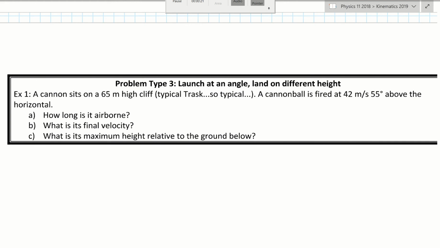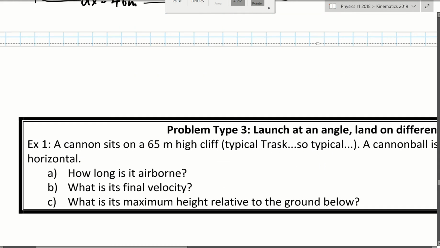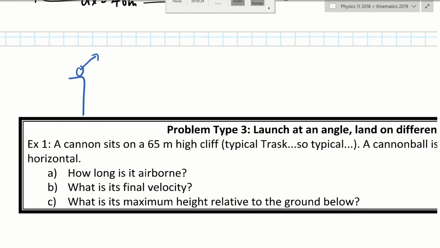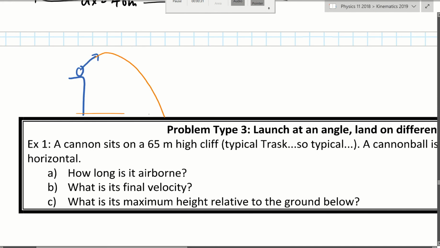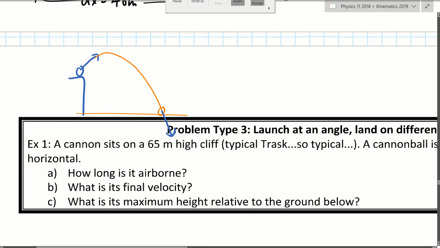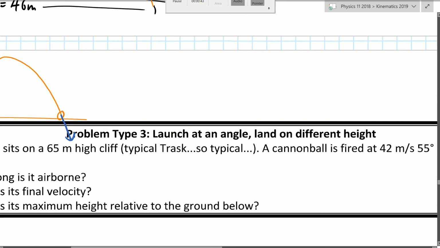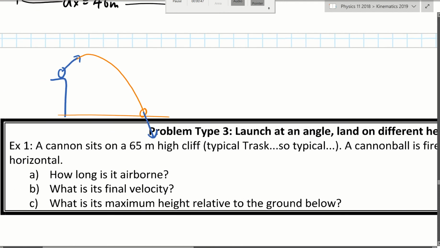Okay, so let's draw the situation first. We have a cliff and then there is an object that's launching at some kind of a speed and it eventually lands on the ground like this with some kind of final velocity at the end, right? So all the other things are just extra detail. The only thing we need to know right now is the initial launching speed and angle, which is 45 meters per second at 55 degrees above the ground.